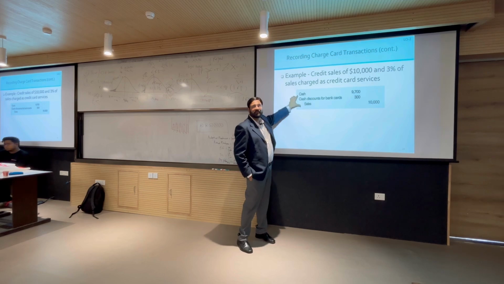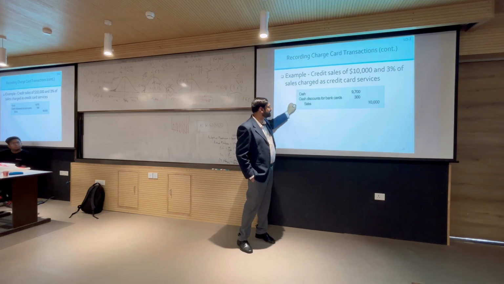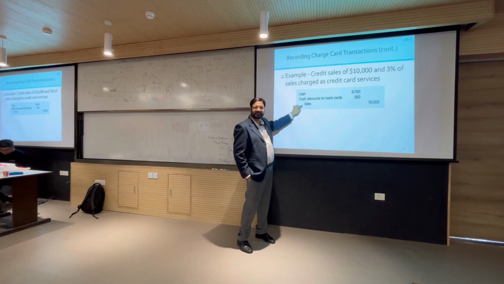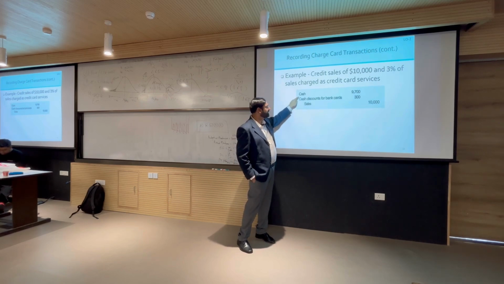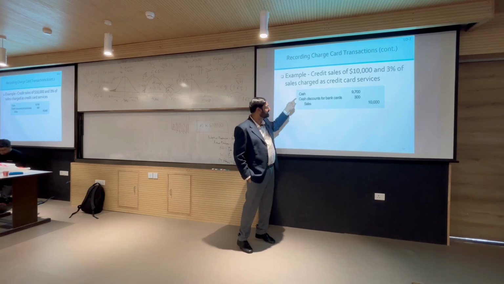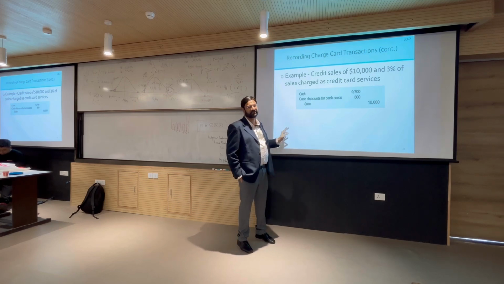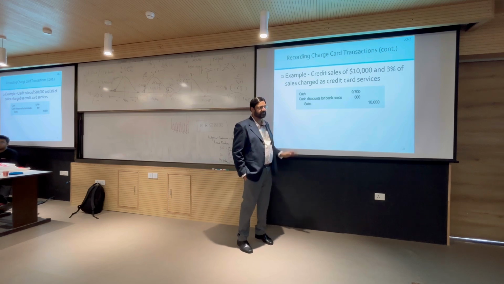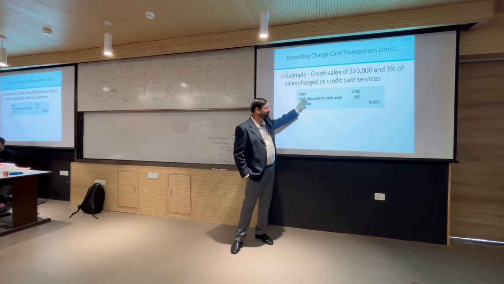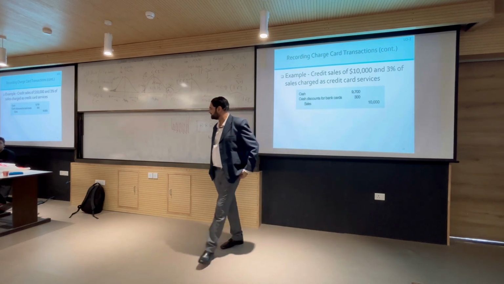But if the entire 10,000 was paid in cash, what would be the entry? Cash 10,000, sales 10,000, cash debited, sales credited. But when we are using a credit card, we are getting not 100%, but 97%. The 3% credit card charge has been deducted, and that goes as cash discount for credit card or bank charges.